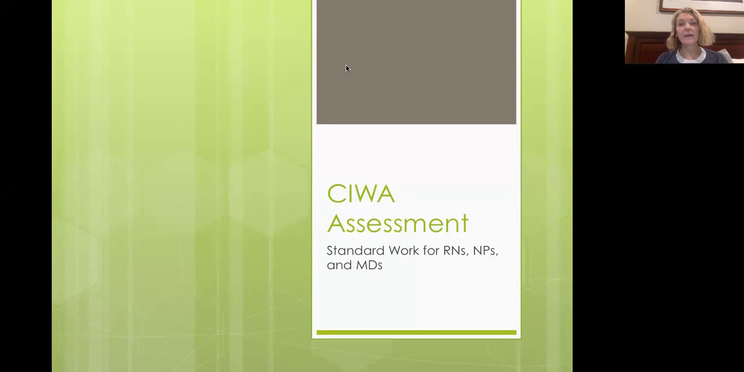This is the second step of our standard work in caring for alcohol withdrawal syndrome patients, and this is the CIWA assessment. Again, this is the standard work. The idea is that the RN, the NP, the MD, we're all doing the exact same thing in the exact same way so that these very high risk patients get the care and the treatment that they need.